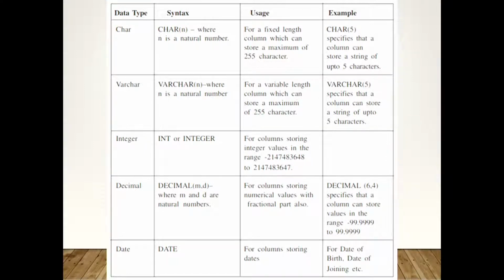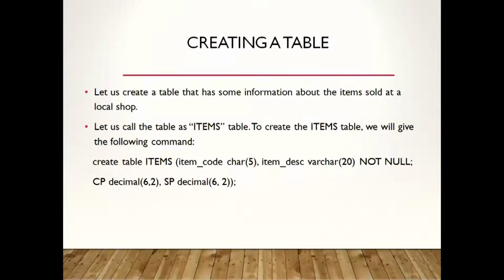If we talk about decimal, so with decimal we need to specify two attributes, m and d. So m is how long the number would be, and d represents how many digits will come after the decimal. Suppose we are writing 6,4, then the number can be 6 digits long, and after the decimal there would be 4 digits. So it can be from minus 99.9999 to 99.9999. Then the next data type is date. So date is used for storing dates, and it is widely used, like for storing the date of joining, date of birth, etc.